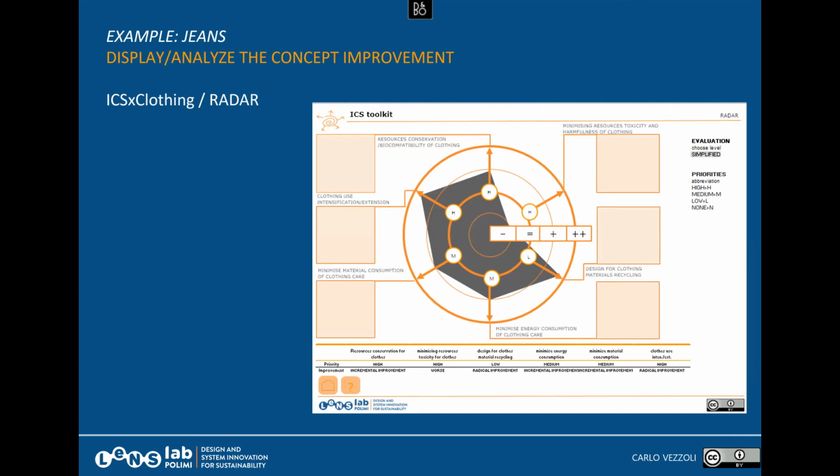You see that the radar has 1, 2, 3, 4 circles. Okay, so the external is a radical improvement, double plus, and then what is more inside this plus is incremental improvement. Then no changes in between, where you have some circle as well with the priority for each strategy, and even the worsening, because this may happen, you know, while developing a concept.